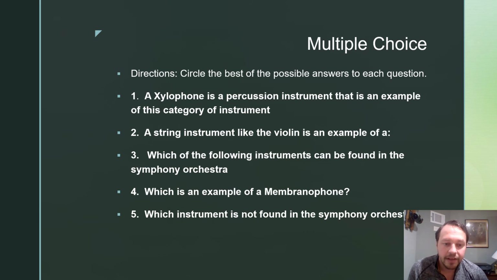And number 5, which instrument is not found in the symphony orchestra? What I did here is I just took question 3 and I flipped it, right? So in a question like this, I would give you a bunch of instruments that are found in the symphony orchestra, and then one that is not found in the symphony orchestra. You would tell me which one is not found there, okay?